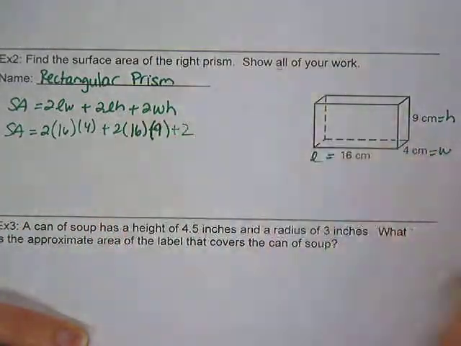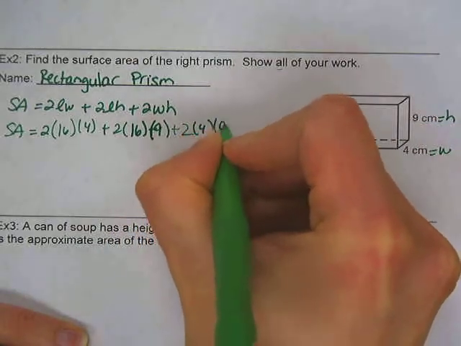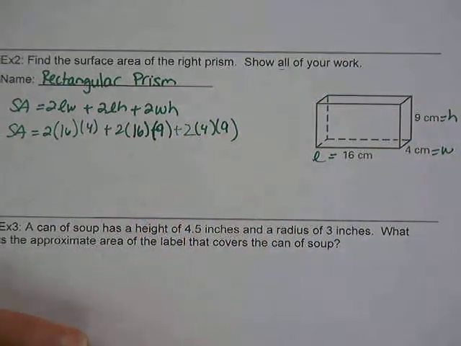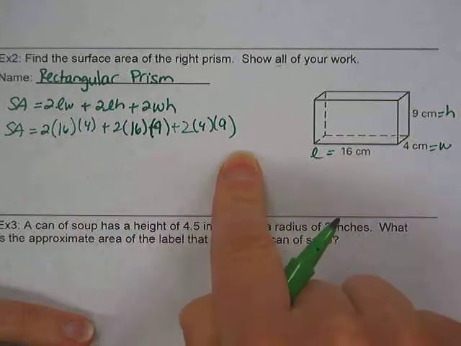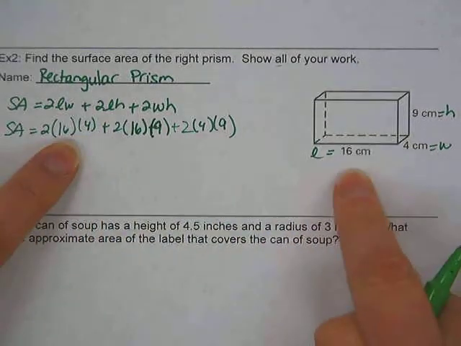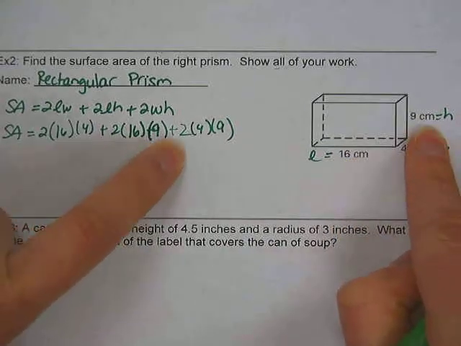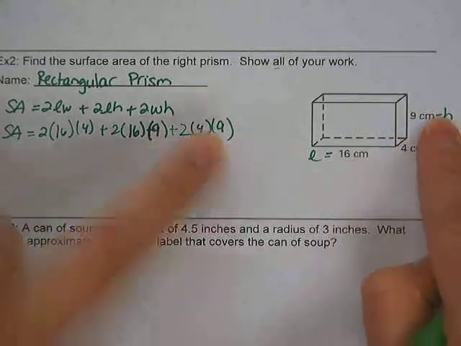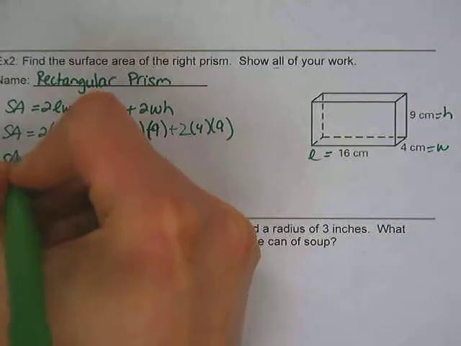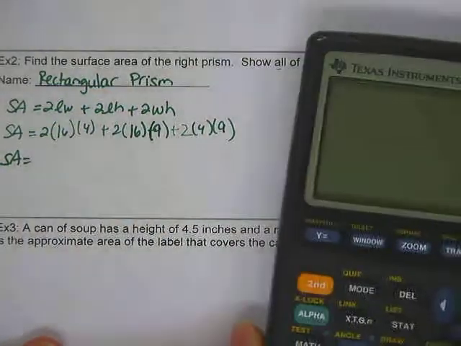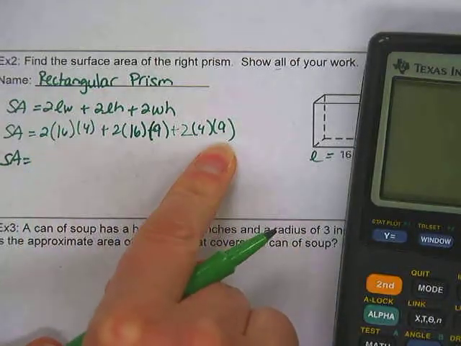Oopsies, that should be a 9. Don't make that mistake. Okay, now whenever you do substitution, especially with this number of numbers, I think it's always a good idea just to double check to make sure that you didn't copy a number too many extra times, well, extra at all. Looks good. All right, so now we're going to get out the calculator and start these calculations.